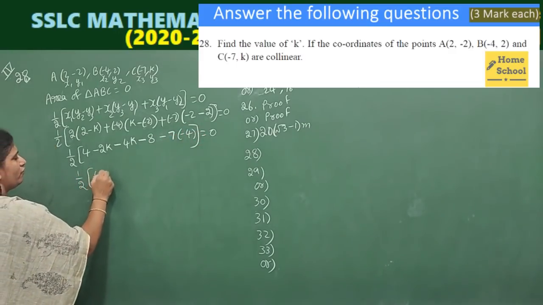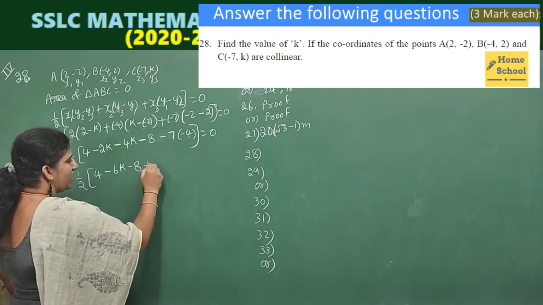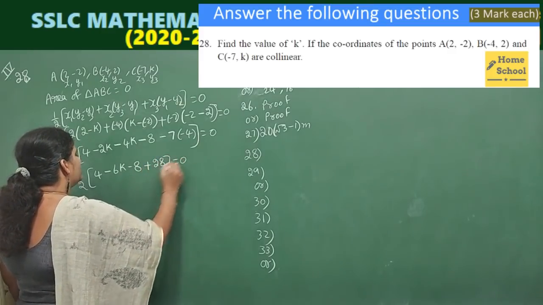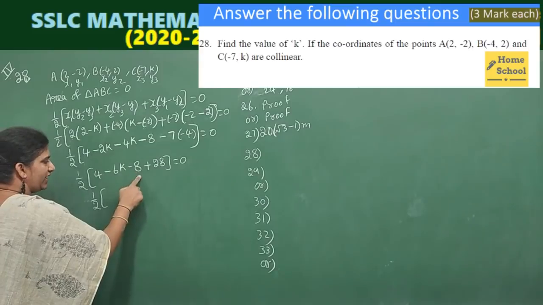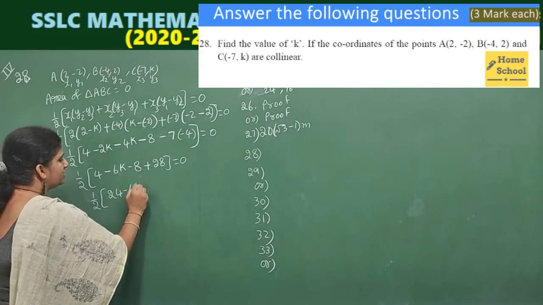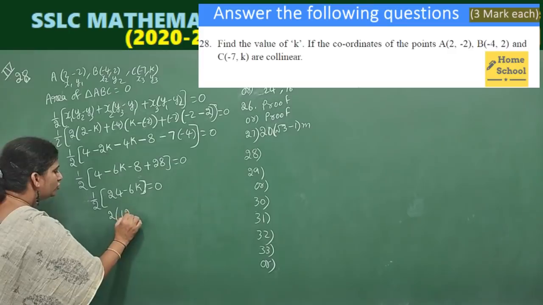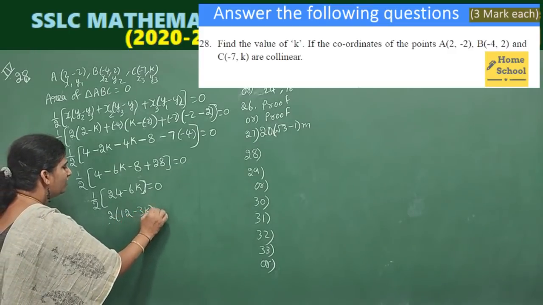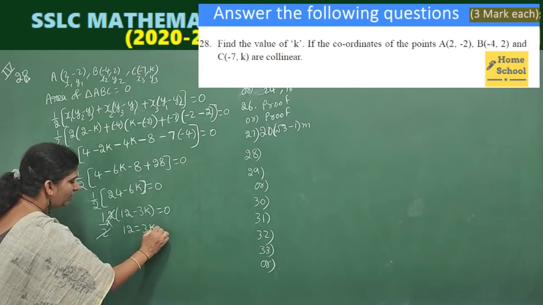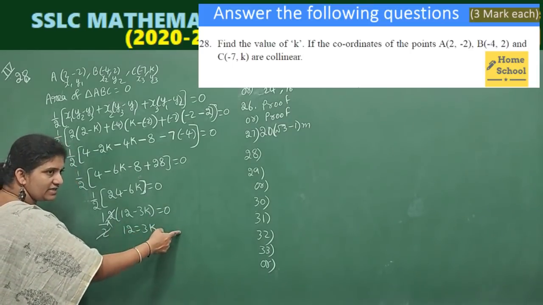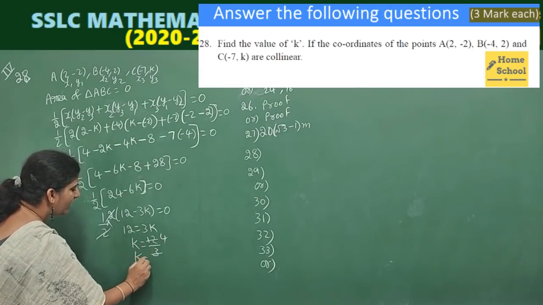Half of 4 minus 4k minus 2k will be minus 6k, minus 8, minus into minus plus 7 4s are 28, equal to 0. Half of minus 6k. Look here, 28 minus 8 will be 20. 20 plus 4 will be 24 minus 6k is equal to 0. Take out 2 common: 2 12s are 24, minus 3k is equal to 0, into 1 by 2. 2 will be cancelled. 12 minus 3k equal to 0. Minus 3k transpose other side, plus 3k. And now k is equal to 12 by 3, that will be 4. Therefore, k is equal to 4.